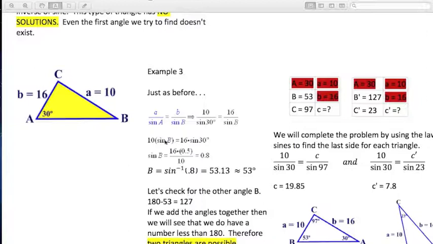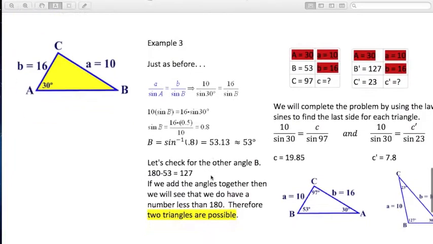We see 10 times sine of B equals 16 sine of 30. Work it out, and you get sine of B equals 0.8. At least we know there's going to be at least one solution now. We do sine inverse of that value, and you get 53.13, so we'll round that down to 53 degrees just for the tutorial's sake. Let's check. Remember, we say 180 minus the angle we found. That gives me 127.